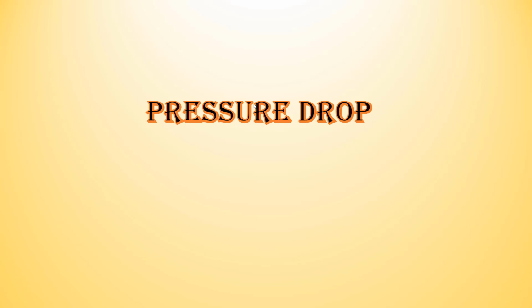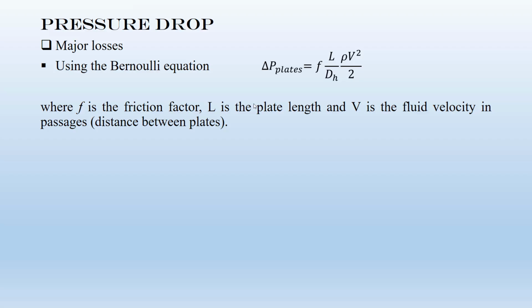And then the last thing, you need to calculate the pressure drop, and you need to make sure that the pressure drop is less than 70 kilopascal for both sections. So to find the pressure drop, you need to consider both major losses and minor losses. For the major losses, the pressure drop over the plates, you can actually use this correlation. We already proved this equation by using the Bernoulli equation.